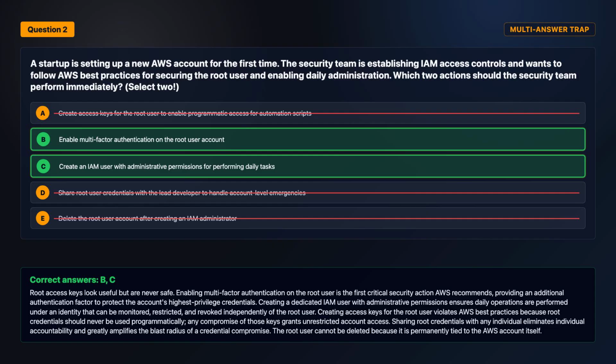Creating a dedicated IAM user with administrative permissions ensures daily operations are performed under an identity that can be monitored, restricted, and revoked independently of the root user. Creating access keys for the root user violates AWS best practices because root credentials should never be used programmatically. Any compromise of those keys grants unrestricted account access. Sharing root credentials with any individual eliminates individual accountability and greatly amplifies the blast radius of a credential compromise. The root user cannot be deleted because it is permanently tied to the AWS account itself.